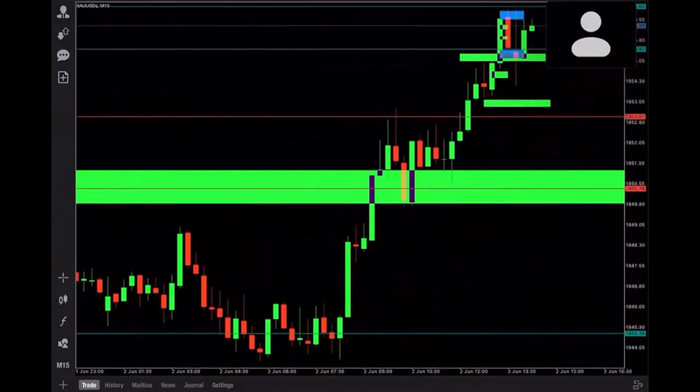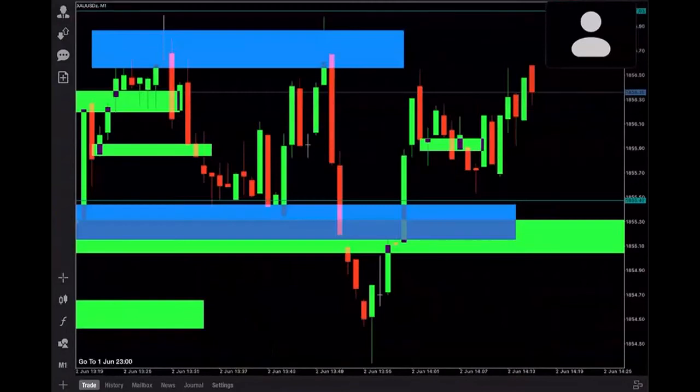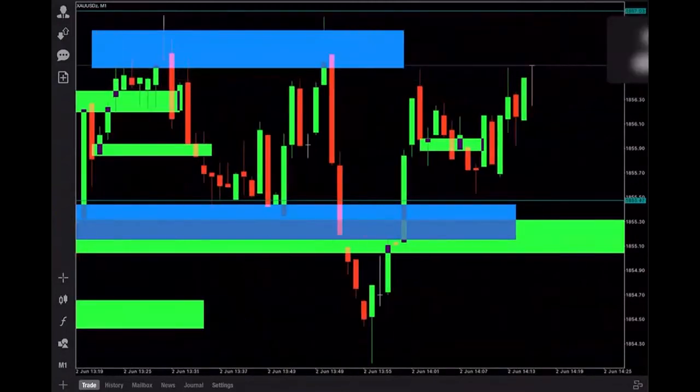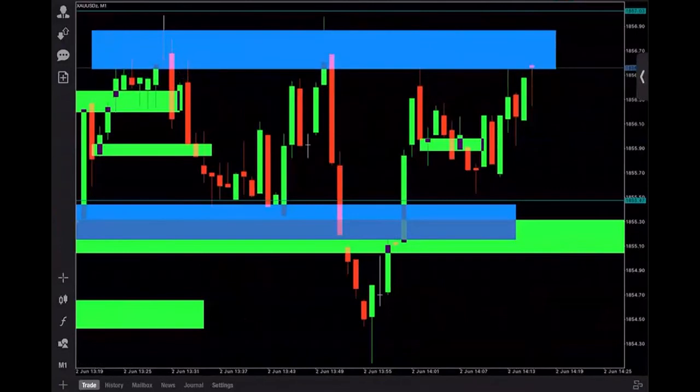KK is coming up, approaching. Okay, so this one, let's see if it can break. Come on, before we end, let it break. Let it break. Almost.